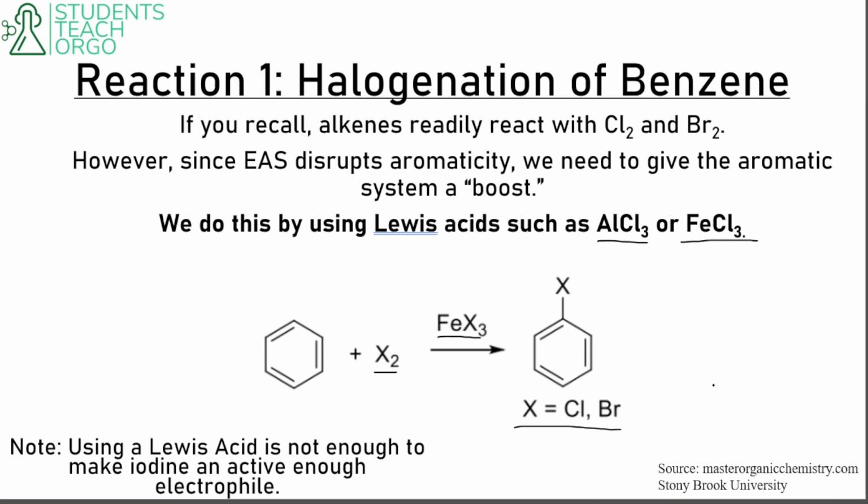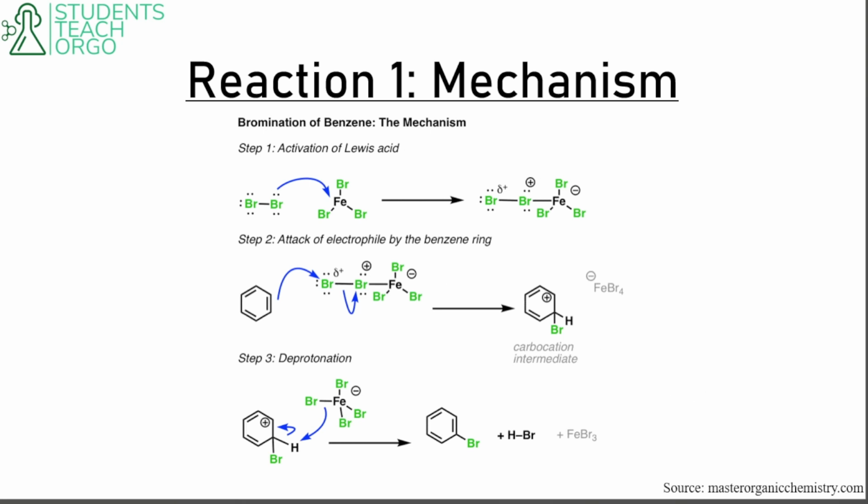Let's look over the mechanism. The mechanism is, as previously stated, in three parts. The first part is we're going to prepare our Lewis acid. The bromine essentially attacks this iron atom in the center, and you form this kind of complex right here, where you have this negative charge here, positive charge here, and this delta positive here. Then your ring attacks this bromine, these electrons get kicked back onto this bromine, and you get this carbocation intermediate. And at the end, you get this deprotonation by this original bromine here, and you form HBr and FeBr3.